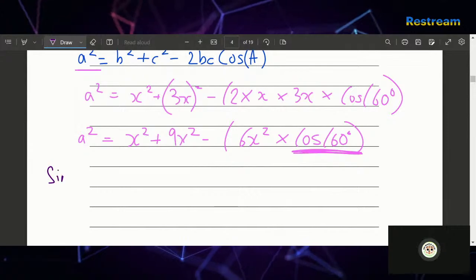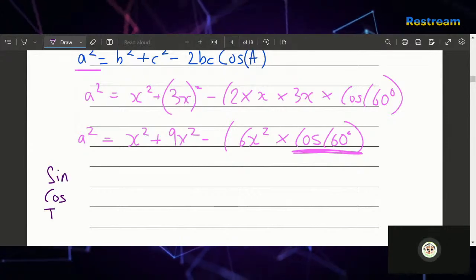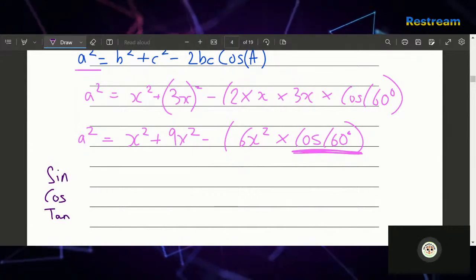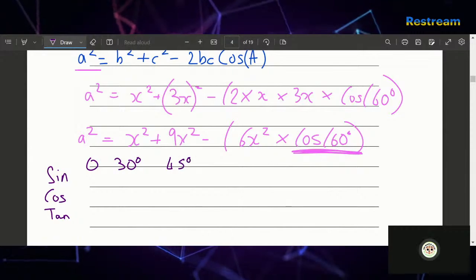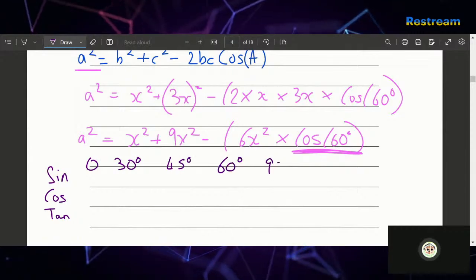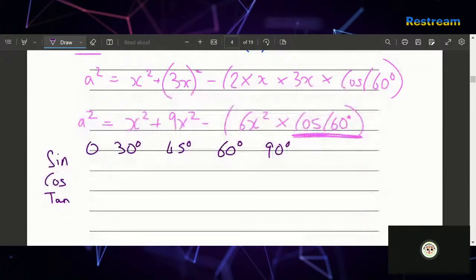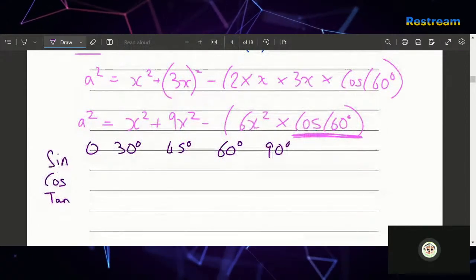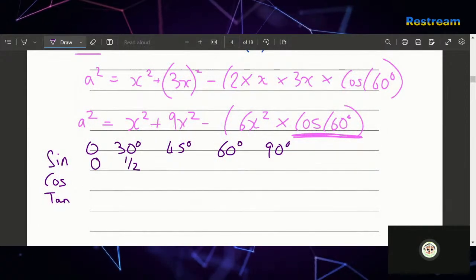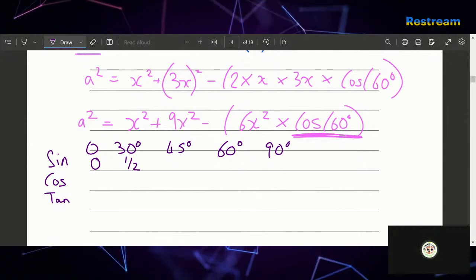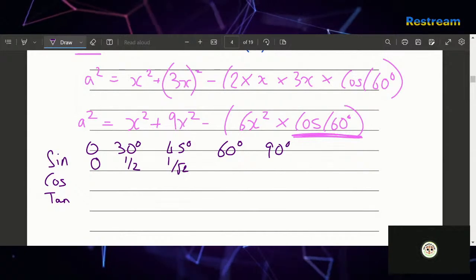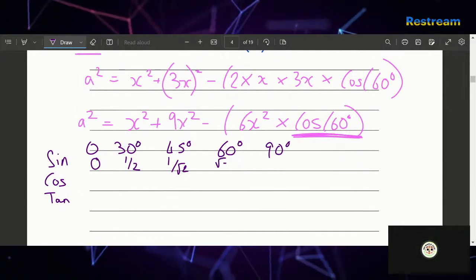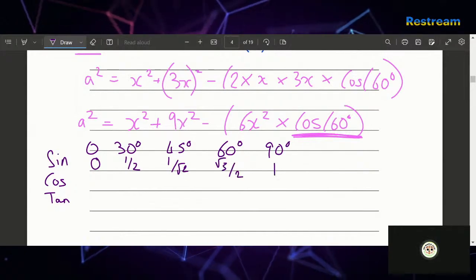So we have sin, cos, and tan. And we need to know the values for 0, 30 degrees, 45 degrees, 60 degrees, and 90 degrees. So I will say it's 0, then half, then 1 over root 2, then root 3 over 2, and then 1.